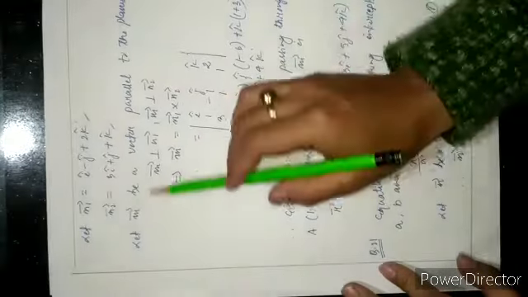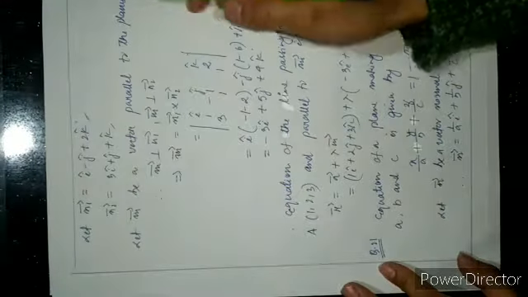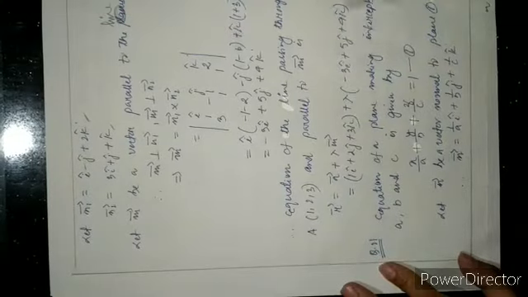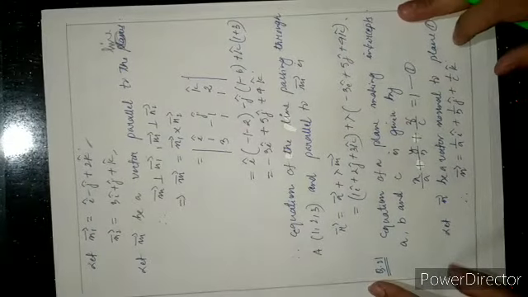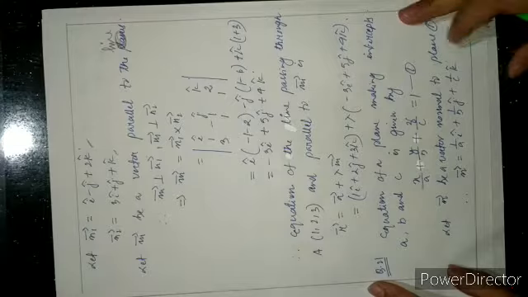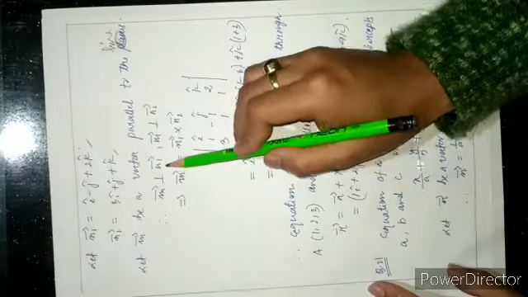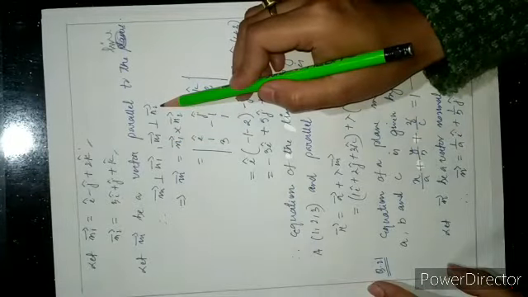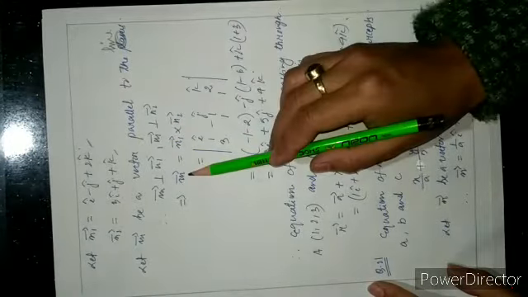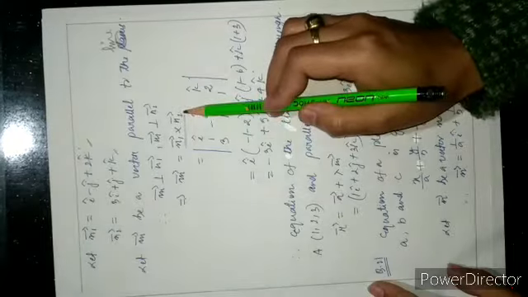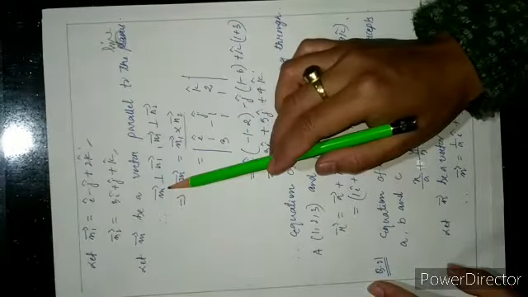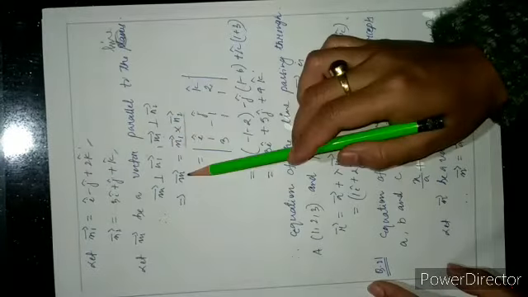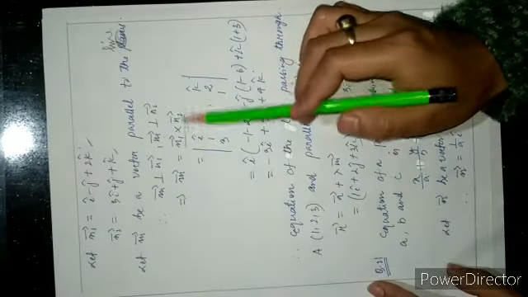Let m vector be a vector parallel to the line. Let m vector be a vector parallel to the line and so this m vector is perpendicular to n1 vector and this m vector is perpendicular to n2 vector. And this m vector is given by the cross product of n1 and n2, since it is perpendicular to both vectors.